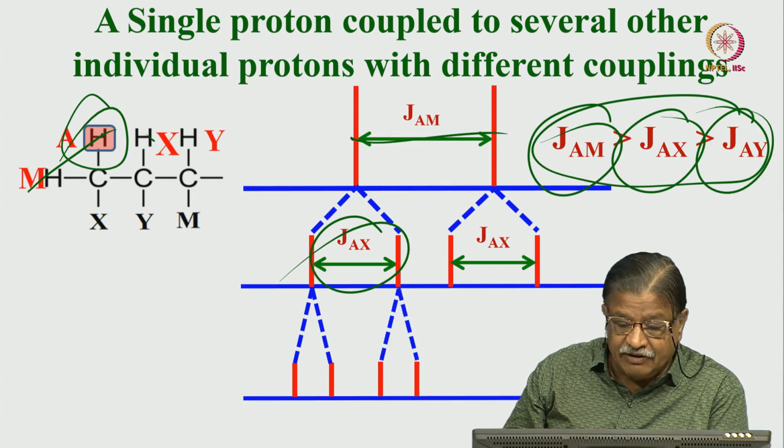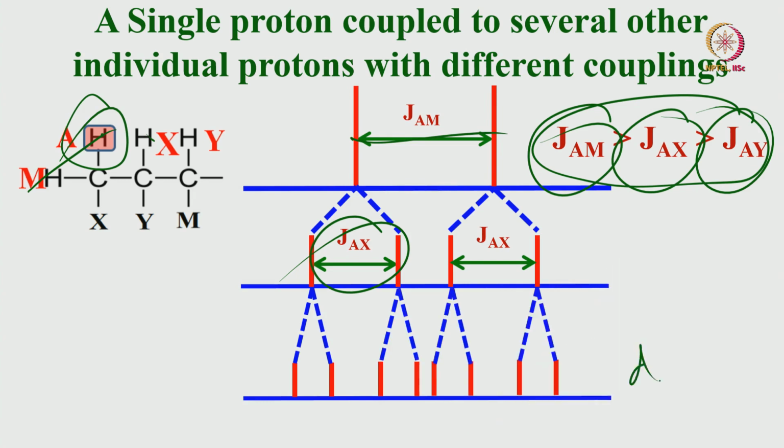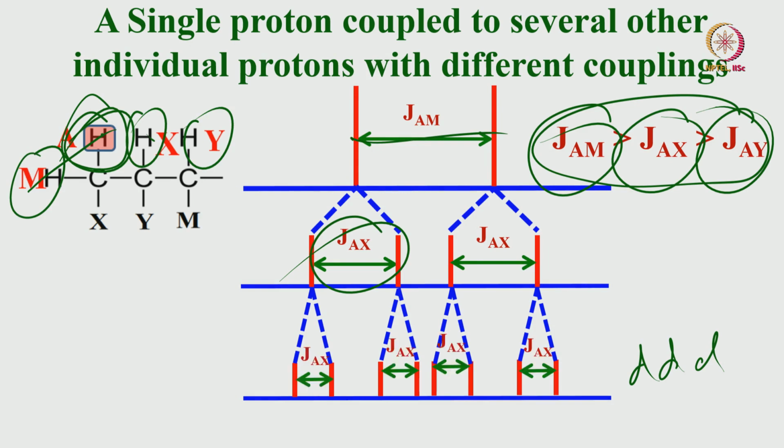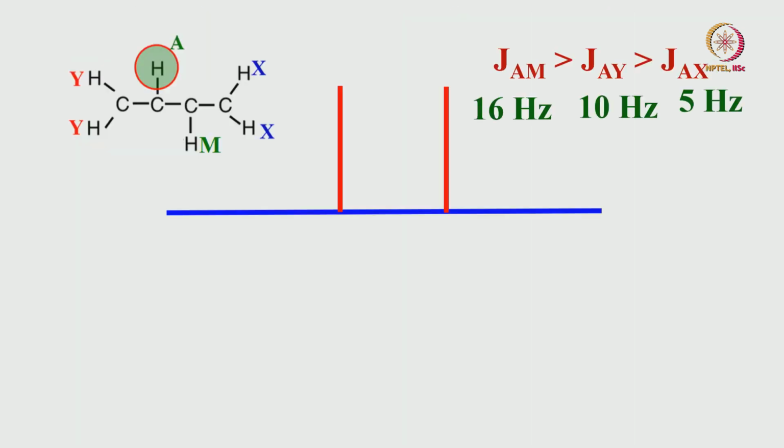Again, each line of this is further split into a doublet, giving a doublet of doublet of doublets. This is a nomenclature used in NMR. So, A will become an 8 line pattern. Similarly, X will become 8, Y will become 8, and M will become 8, depending upon the coupling strengths. Okay, this is how it is.